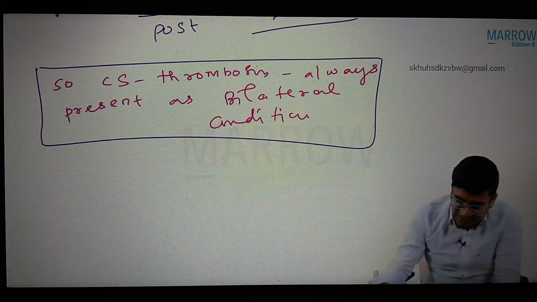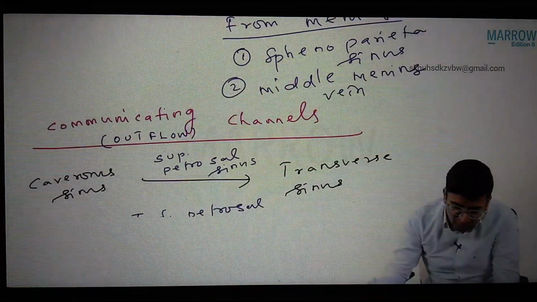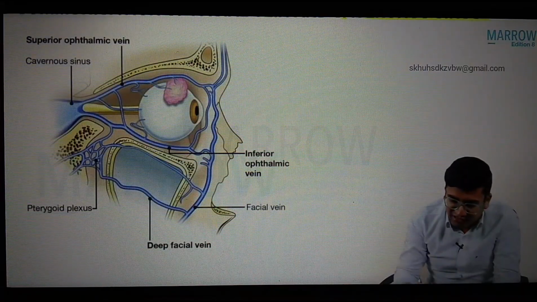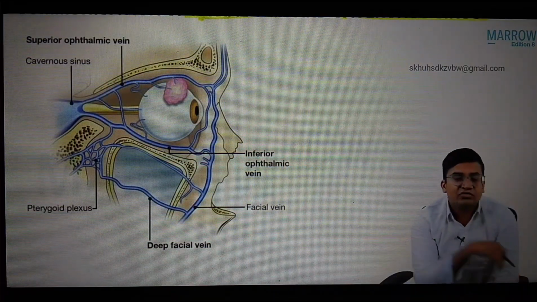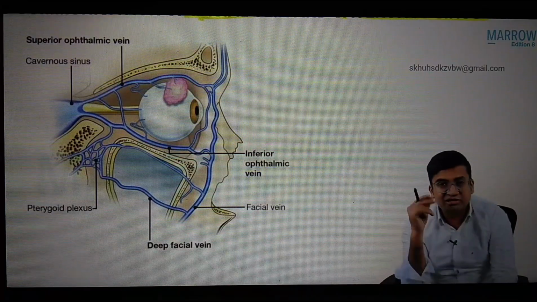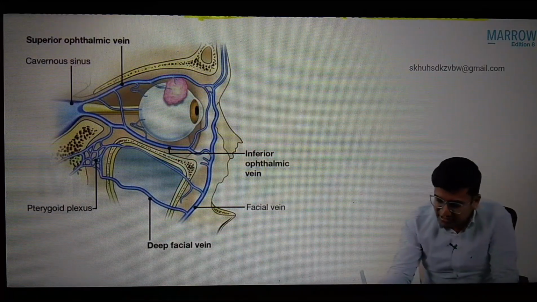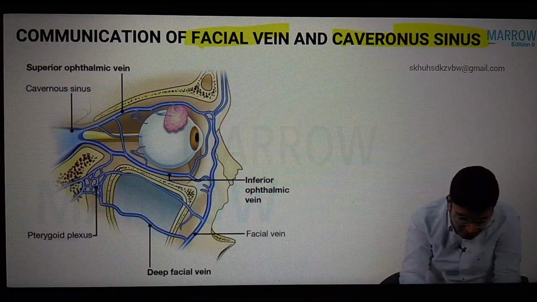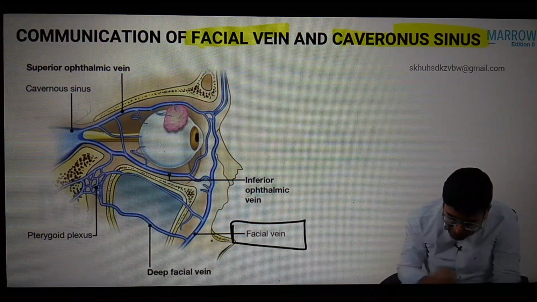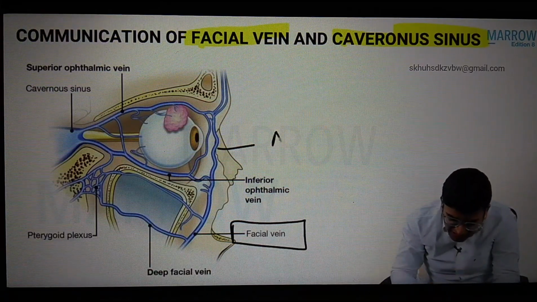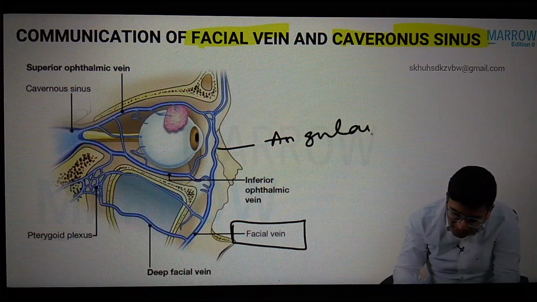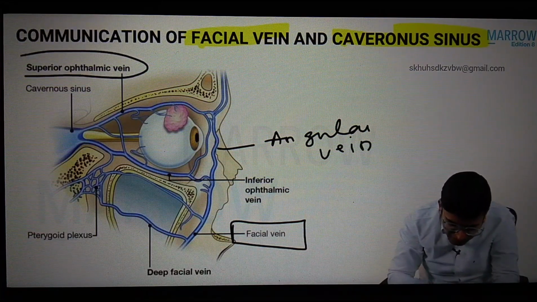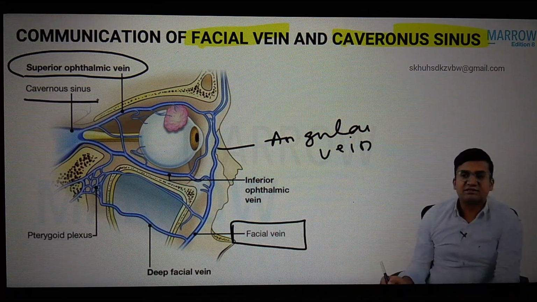Clear? Right. Now we also have a communication between the cavernous sinus and the facial vein. Facial vein and cavernous sinus, they communicate with each other via two channels. Now see number one. Now this is the facial vein. See, facial vein is nothing but continuation of angular vein. Now from the angular vein via superior ophthalmic vein, we have a connection to cavernous sinus.